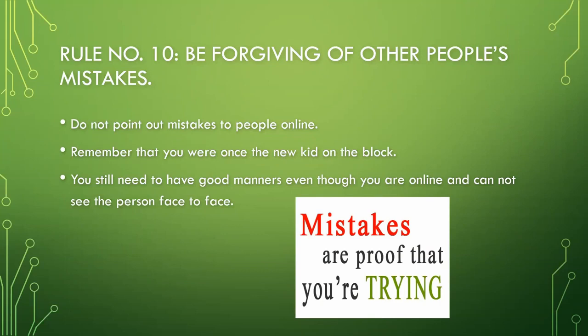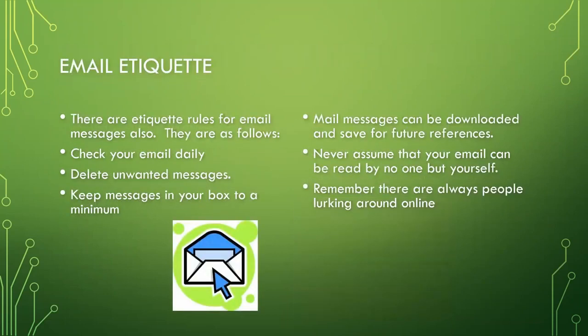Do not point out mistakes to people online carelessly. If you do, there are polite ways to do it. There are good ways and bad ways. Remember, there was a point in time when you were the newbie on the block, and you didn't know some of the rules. You still need to have good manners, but you just can't see that person face to face. So if you see someone make a mistake, you can say, hey, by the way, I saw that you did this. Next time you might want to try this instead. There are polite and appropriate ways to point out people's mistakes.